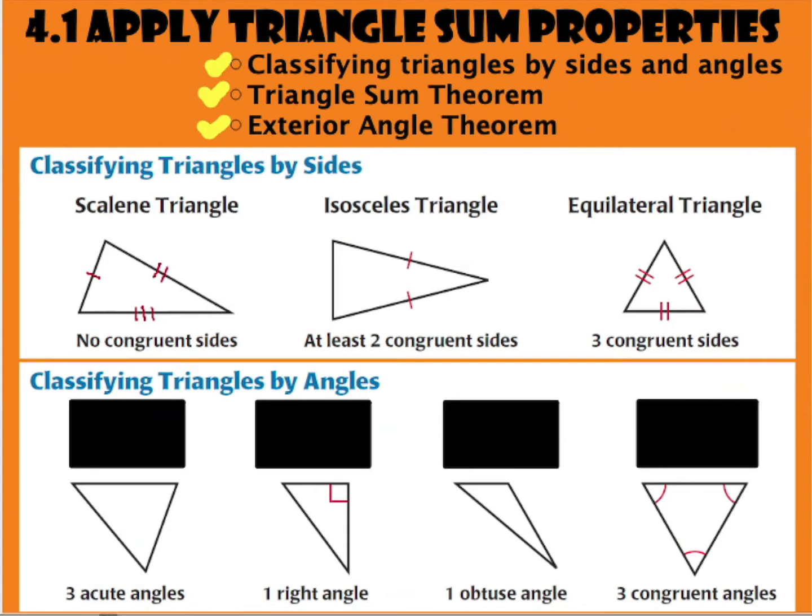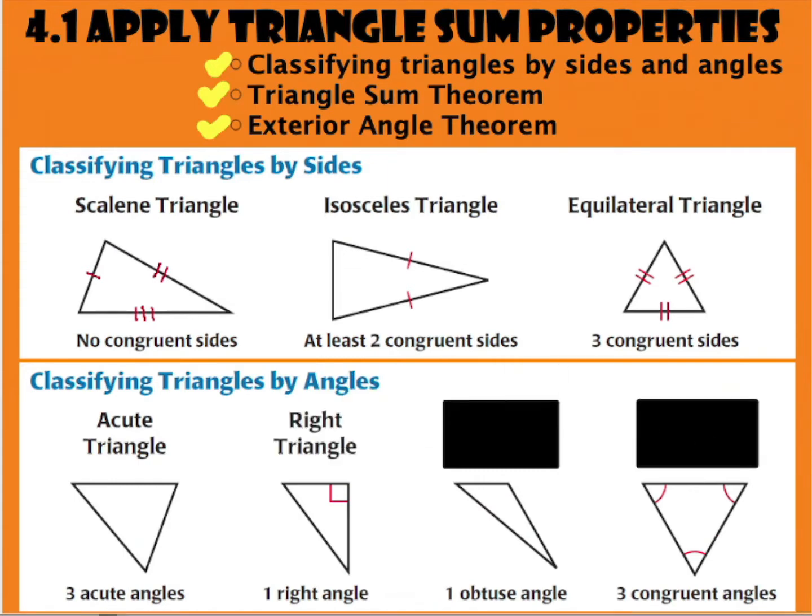There's also names for triangles that are dependent upon their angles. So if you have a triangle that has three acute angles, we call that an acute triangle. A triangle just has to have one right angle to be called a right triangle. A triangle just has to have one obtuse angle to be called an obtuse triangle.